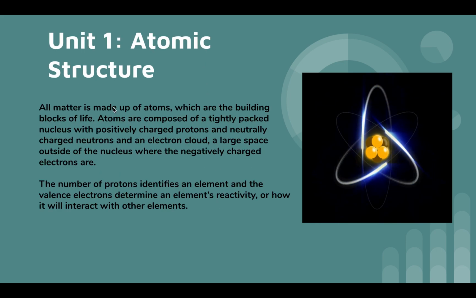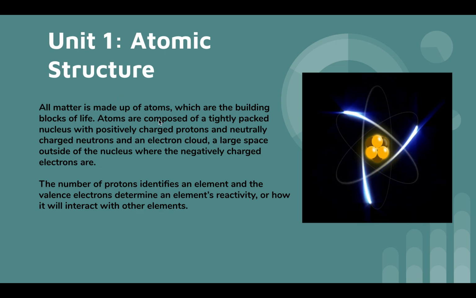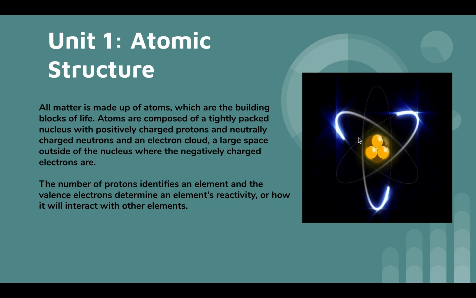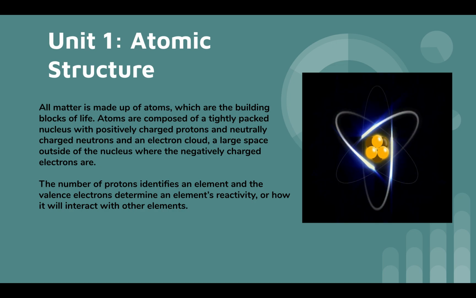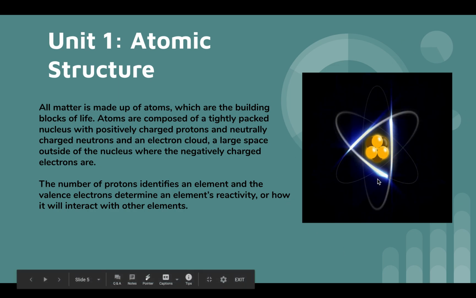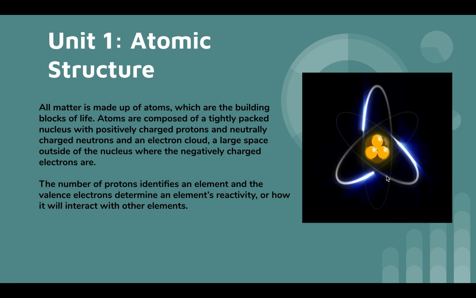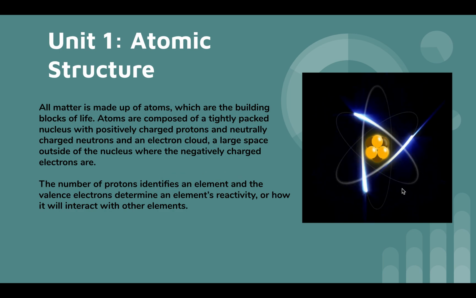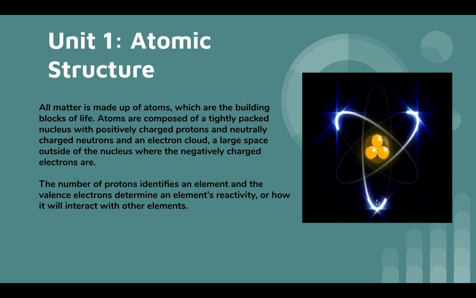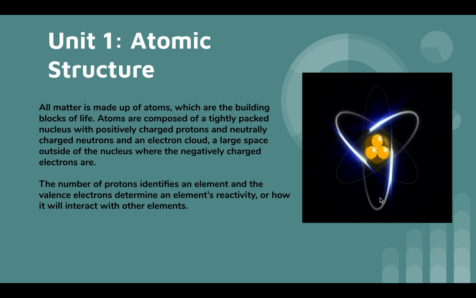So Unit 1, we learned that all matter is made up of atoms, which are the building blocks of life. Atoms are composed of a tightly packed nucleus, which is here, with positively charged protons and neutrally charged neutrons, and an electron cloud, which is the large space outside of the nucleus where the negatively charged electrons are. The number of protons identifies an element, and the valence electrons, which are the electrons in the very most outer shell, determine an element's reactivity or how it will interact with other elements.